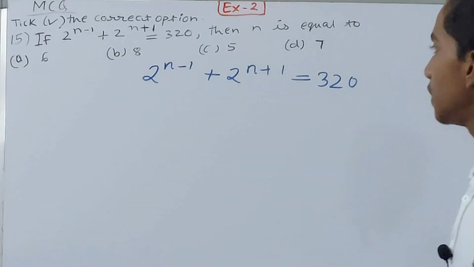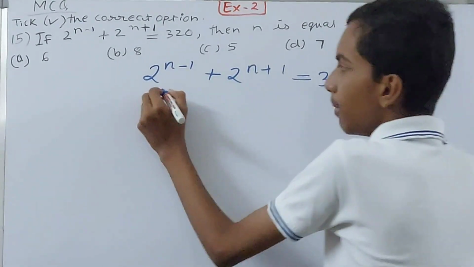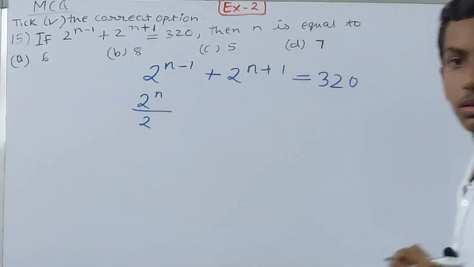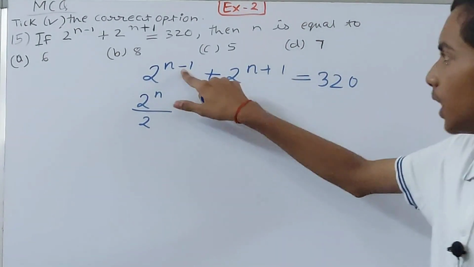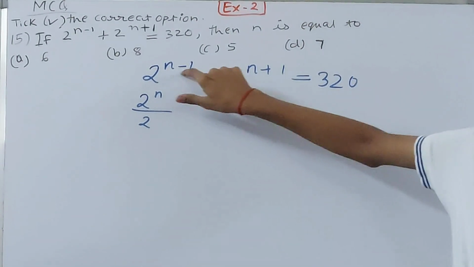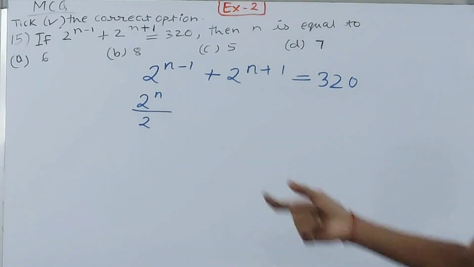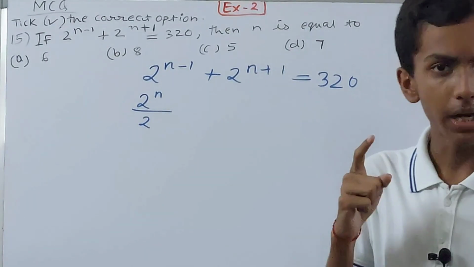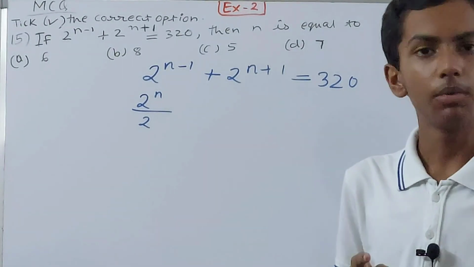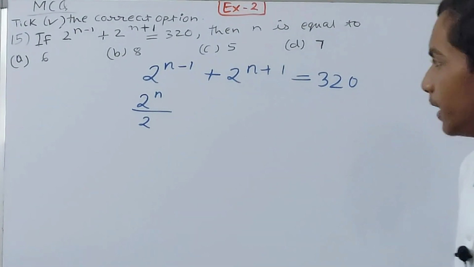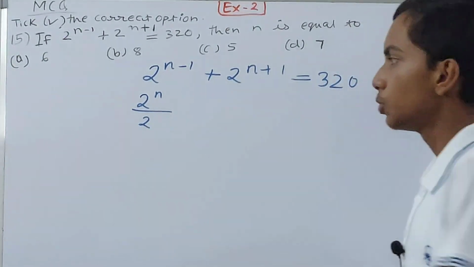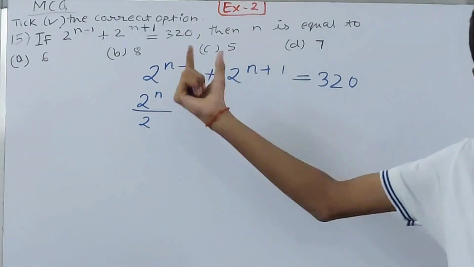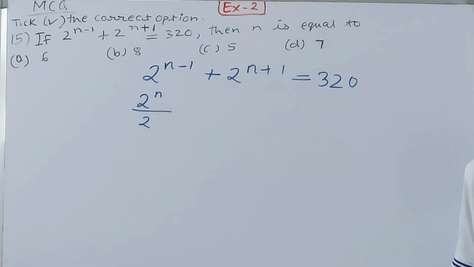So what we will do, see, 2 to power n minus 1, I can write as 2 to power n upon 2, because n minus 1 is there. So n minus 1 means what? There was some number that had 1 as its exponent, and that number was in the denominator. So of course it will be 2 only. So basically the value is the same, but the way of writing is different.